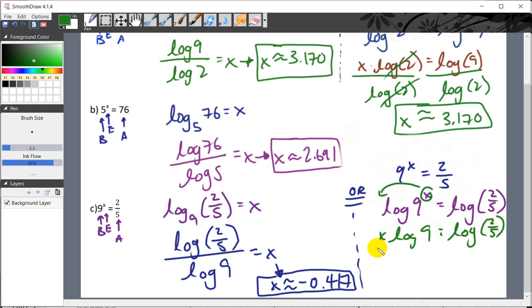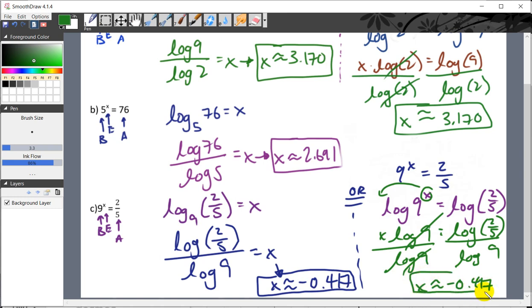And then what we can do is divide by log 9. So this cancels, and we get x equals log 2/5 divided by log of 9. And we said that is going to be approximately negative 0.417. However you want to go about doing that. Okay, so that summarizes that part.